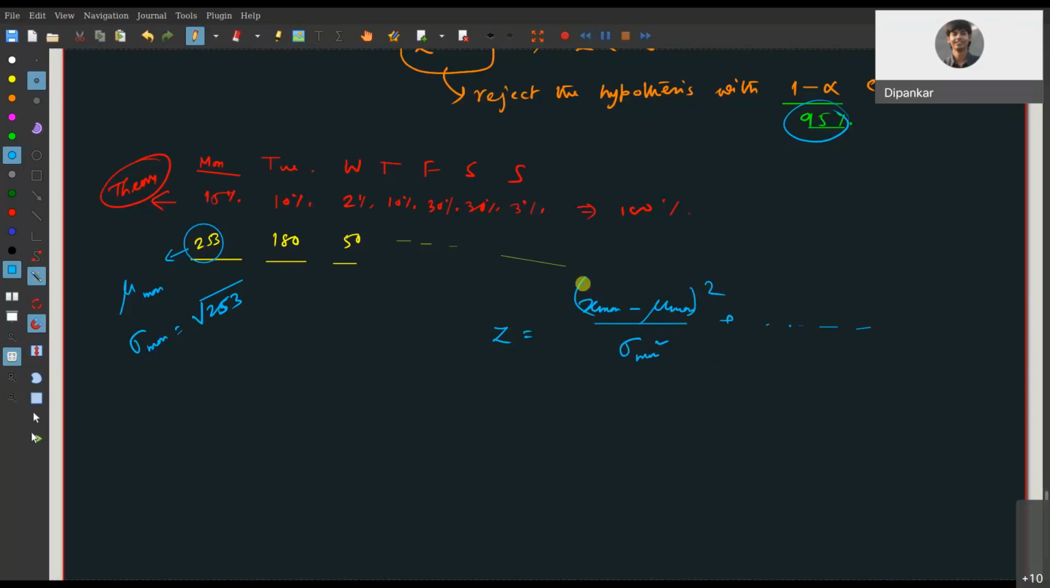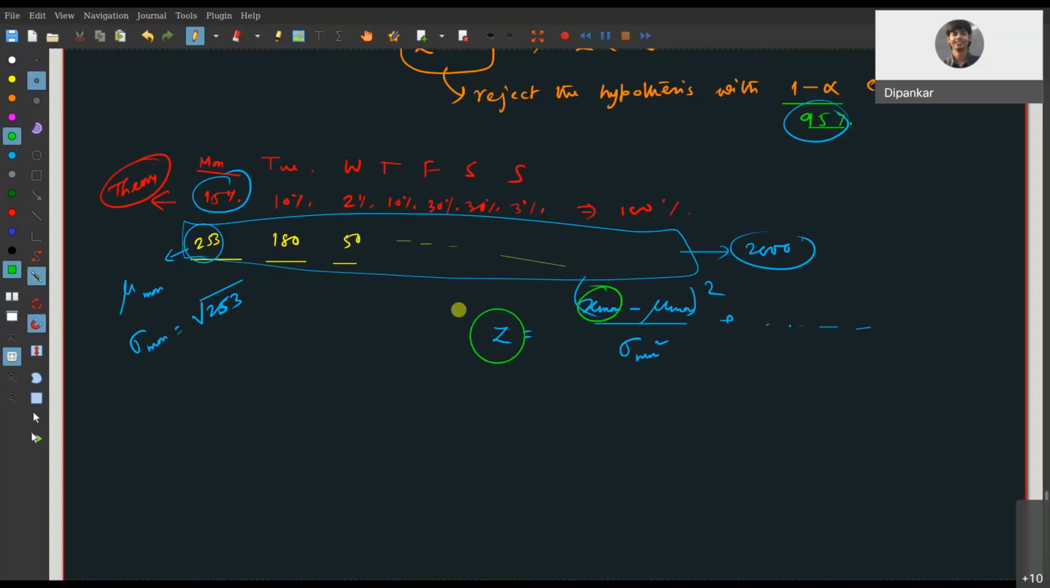Now X Monday, how do you calculate? You figure out the total number of samples that you got. Suppose you are sampling from around 2,000 people. So 15% of this 2,000 would have been your prediction for X Monday. You substitute that as X Monday and add it for 7 days. Now you calculate Z.